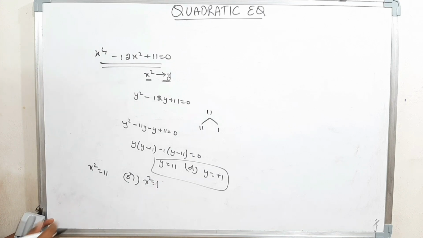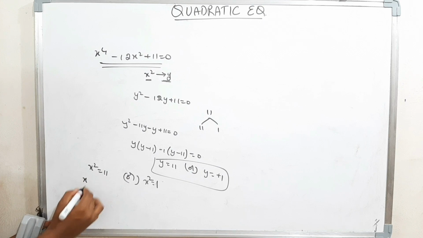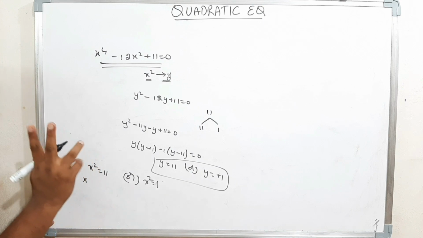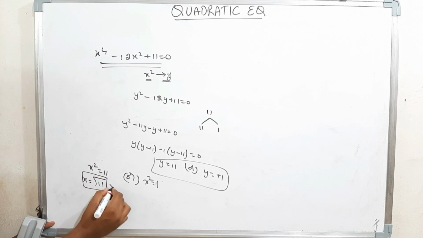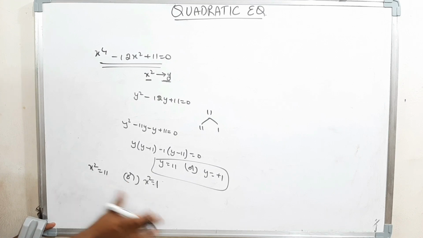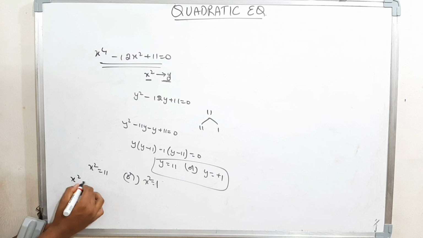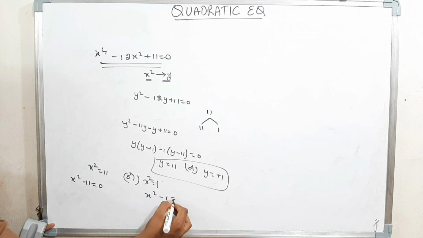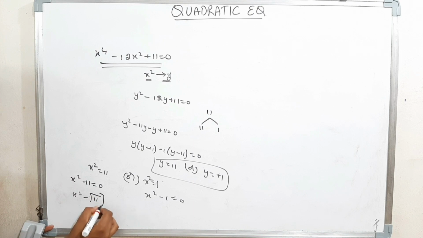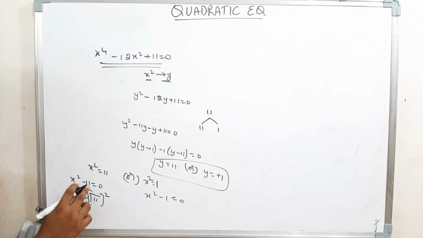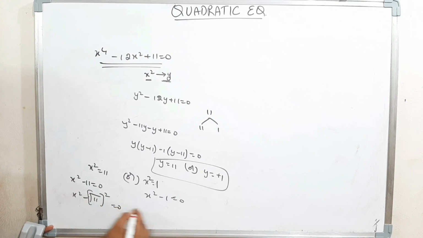Therefore, what are the roots? Here we will get two roots. We should not do it like this, root 11, because you will get only one root, and that is not the right equation. How can I do it? x square minus 11 is equal to 0. I can write 11 as root 11 whole square, and root 11 whole square is nothing but 11 only.